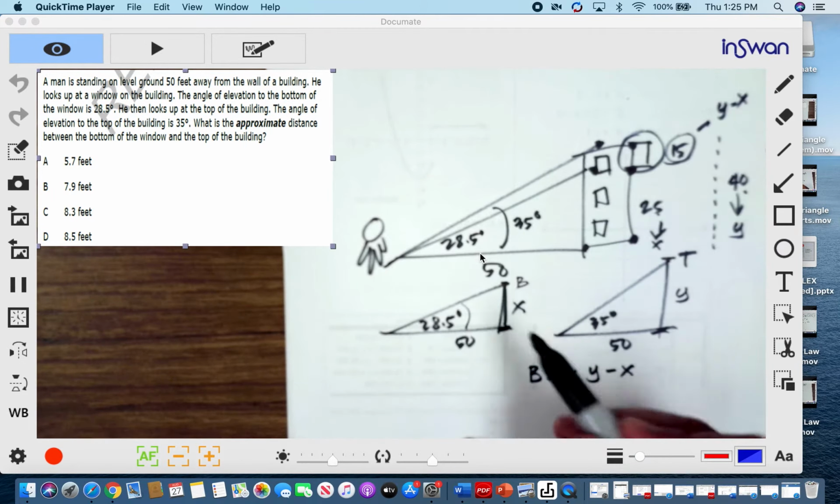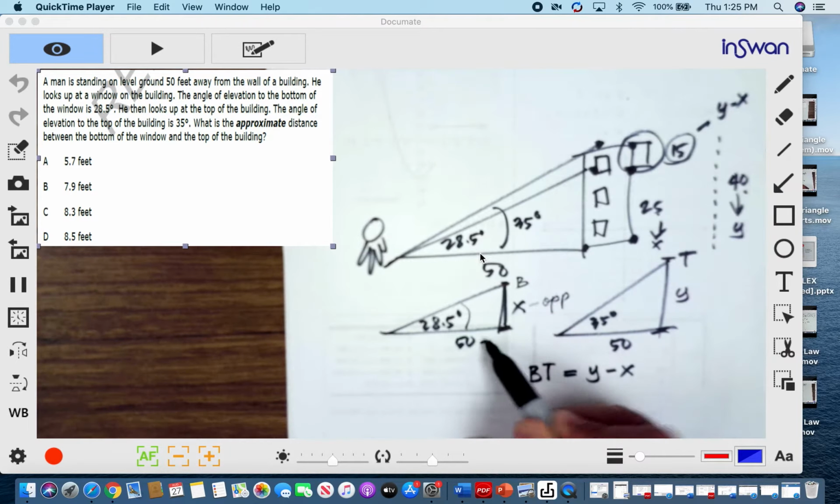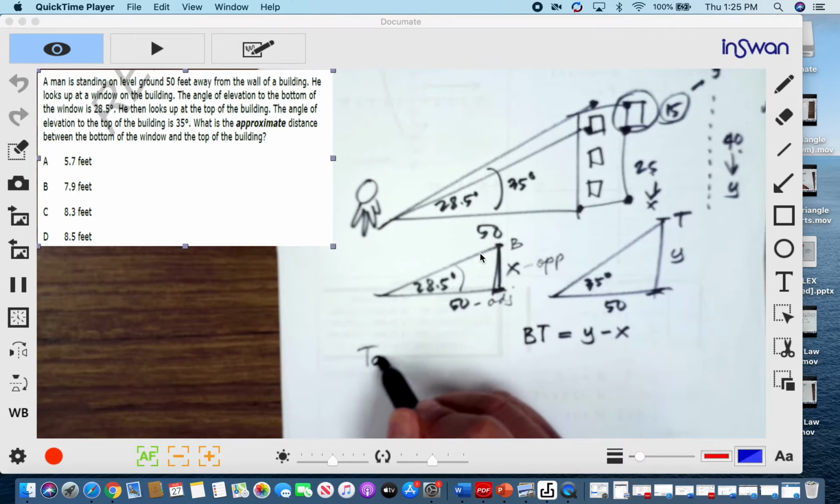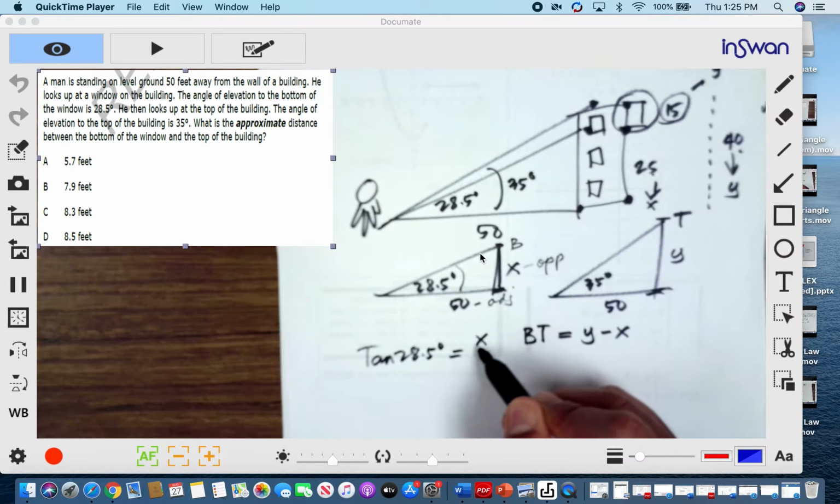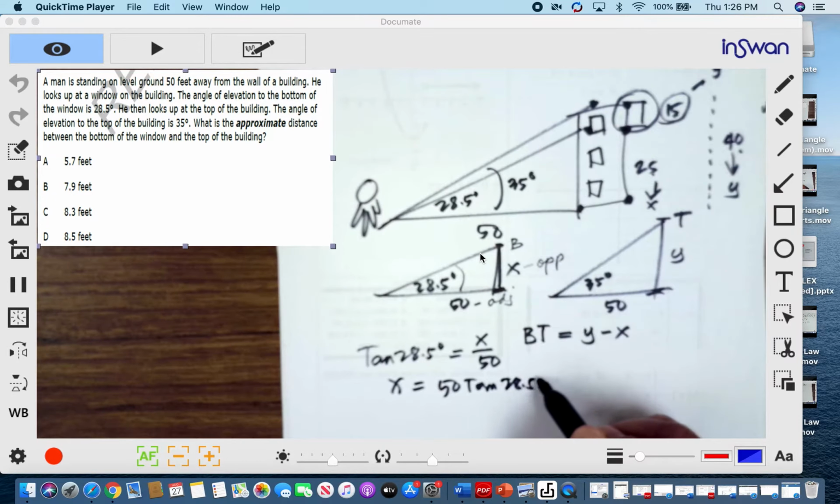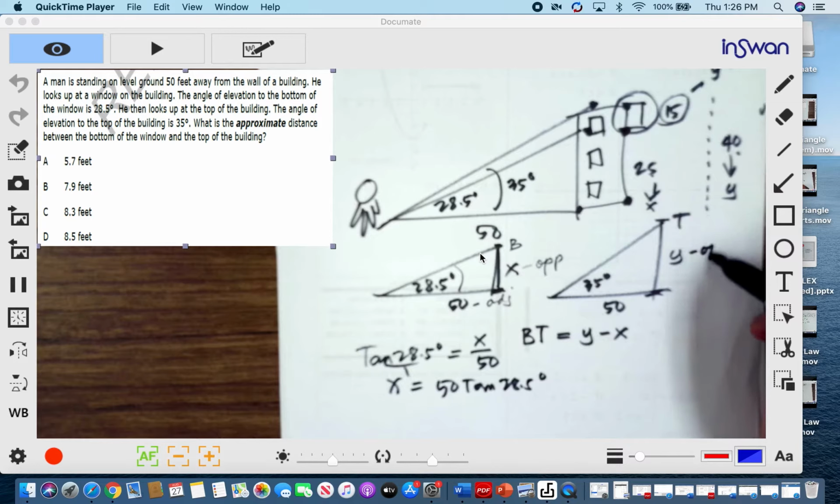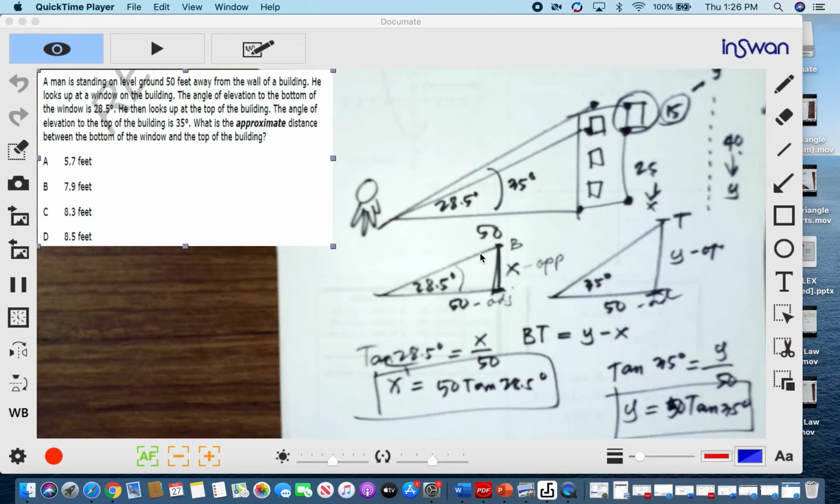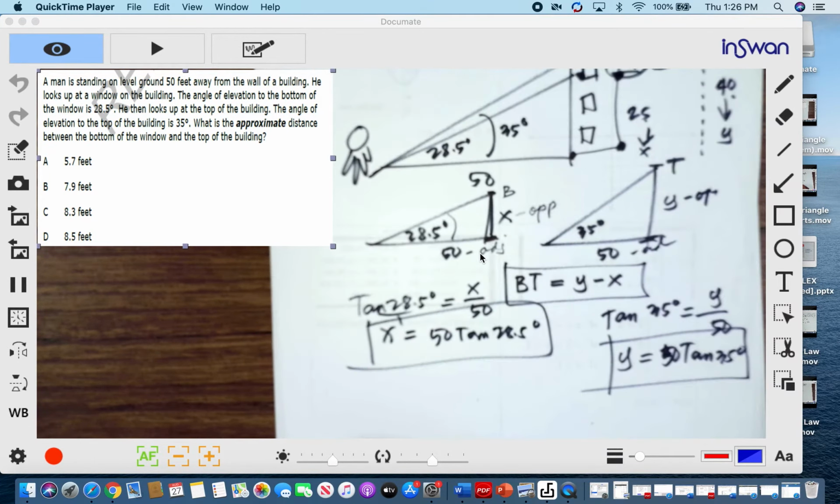However, I see there's an angle here, and x represents the opposite, and 50 represents the adjacent. And the function that we can use here is the tangent function. So therefore, the tangent of 28.5 degrees is equivalent to x over 50, making x equivalent to 50 tangent 28.5 degrees. Similarly, this is the opposite, this is the adjacent. Therefore, tangent 35 degrees is equivalent to y over 50, making y equivalent to 50 tangent 35 degrees. So we need to find the value of this and the value of this, and then subtract them. We would be able to get the distance that we are looking for.